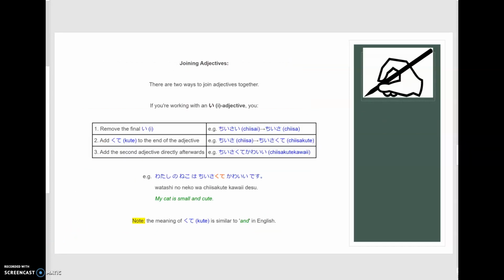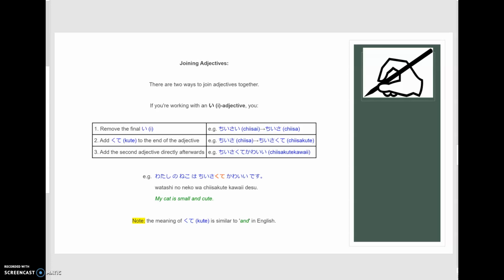Okay, the new sentence structure that we're looking at this time, guys, is what about if you want to say more than one adjective in your sentence? You want to use more than one adjective to describe a person. So to join adjectives in Japanese, we need to use different things. We cannot just use to. So there are two ways to join adjectives together if you're working with an I adjective.